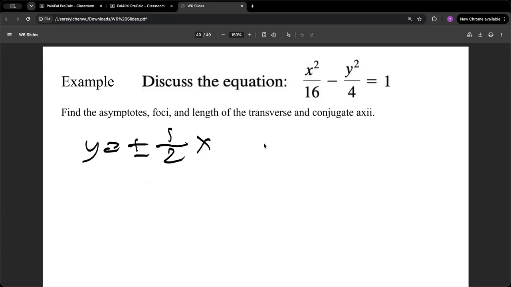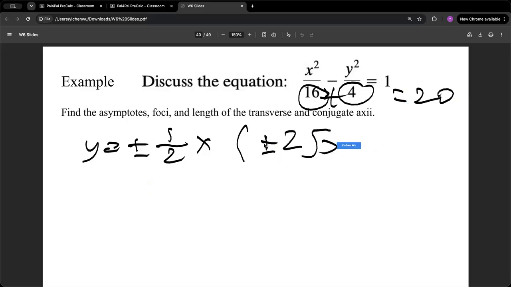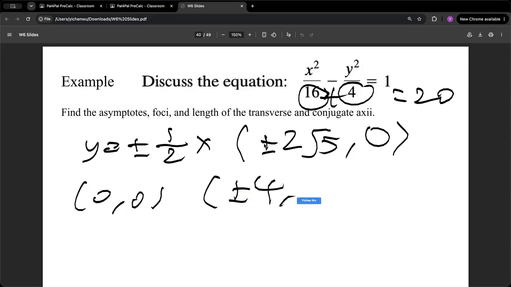And as for the foci, we get c squared is a squared plus b squared, which is 20. So it's plus or minus 2 square root 5, which is square root 20, and 0. The center is quite obviously 0, 0. And lastly, the vertices are plus or minus 4, 0, because a is plus or minus 4. Any questions on this?